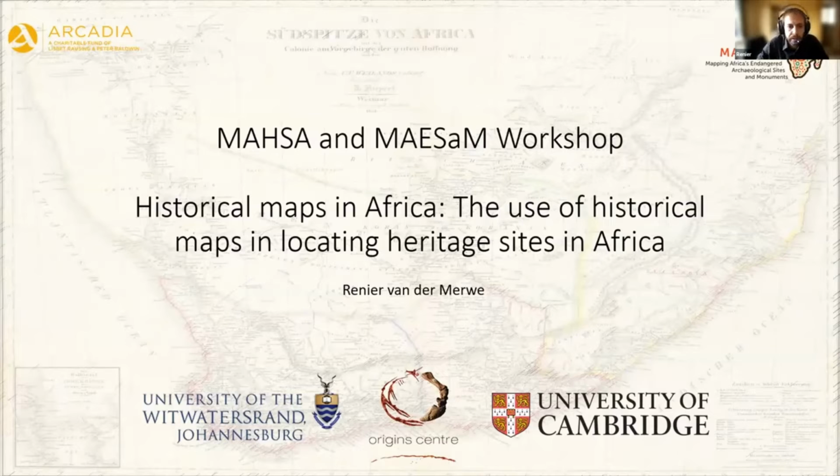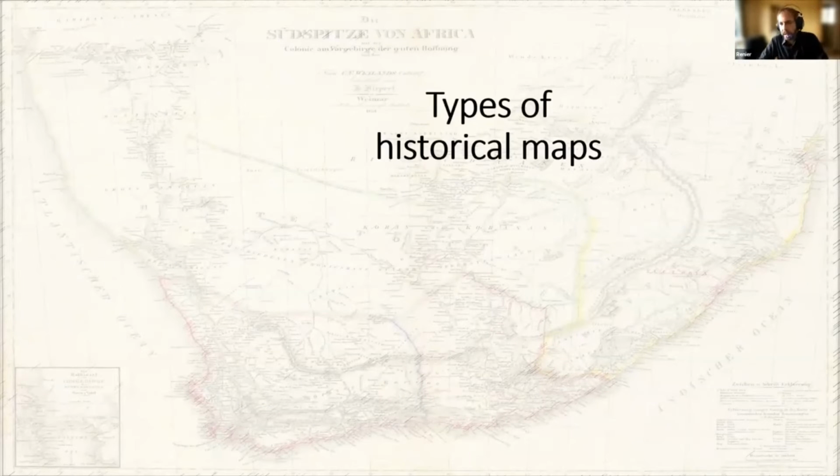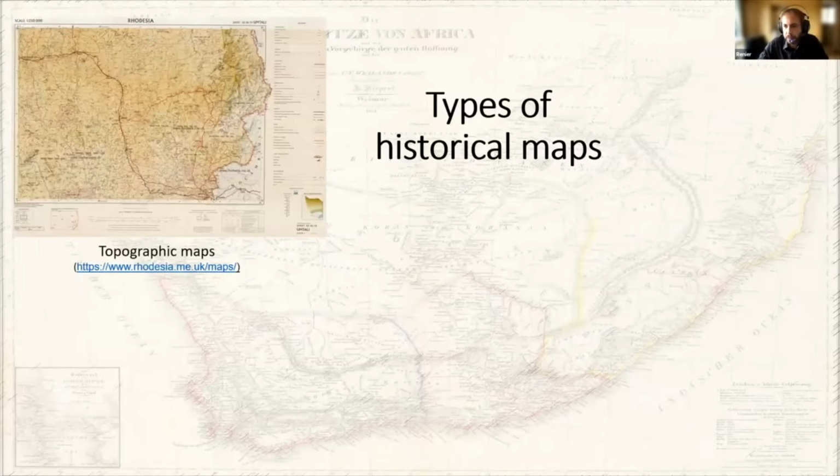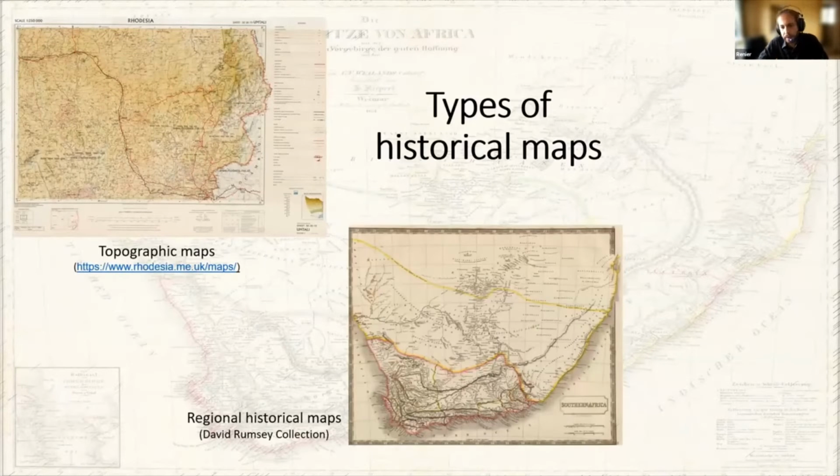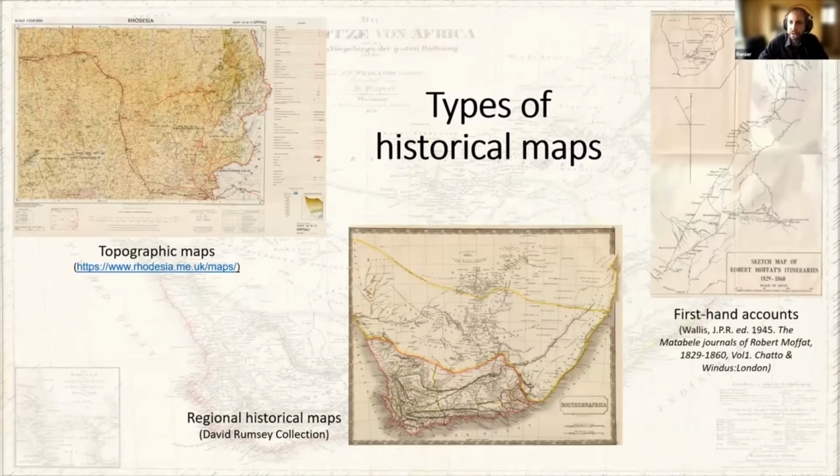As Ed mentioned, I'm going to be looking more specifically at the type of historical maps that we're using in Southern Africa. Generally in Southern Africa, we have three types of historical maps that we use. We have the topographical maps that my co-presenters have also been going into in quite some detail. We have larger regional maps, which tend to date to the 18th and 19th centuries. And then we also have maps drawn by the explorers and scientific expeditions that came into the interior of the continent, also in the 19th century.